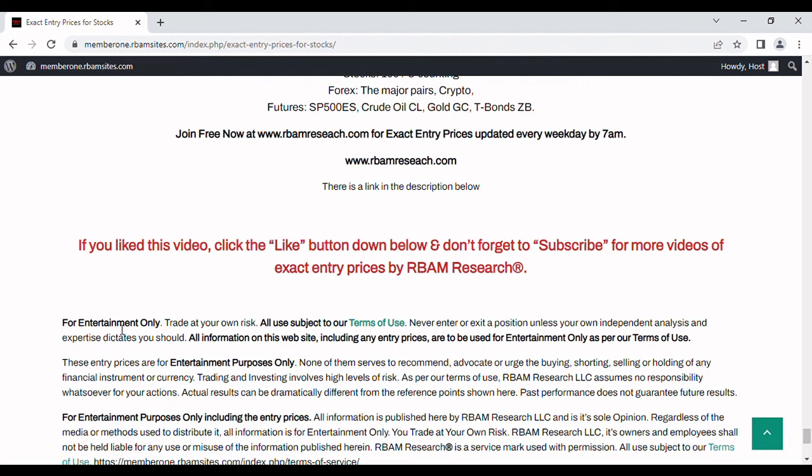And keep in mind, everything you've seen or heard on here, including our entry prices and the commentary, is for entertainment purposes only. You have to do your own analysis. You can't use ours for anything other than entertainment, including our entry prices, and you definitely trade at your own risk.